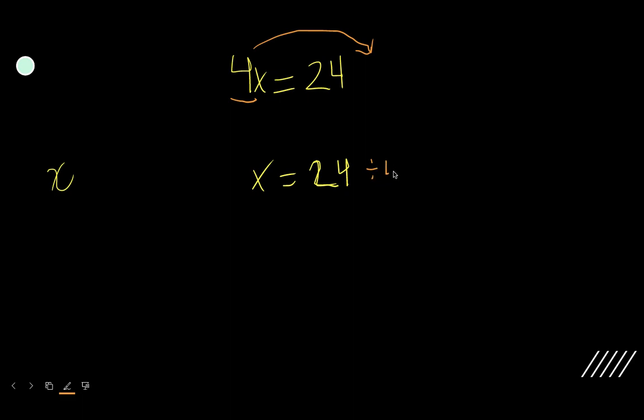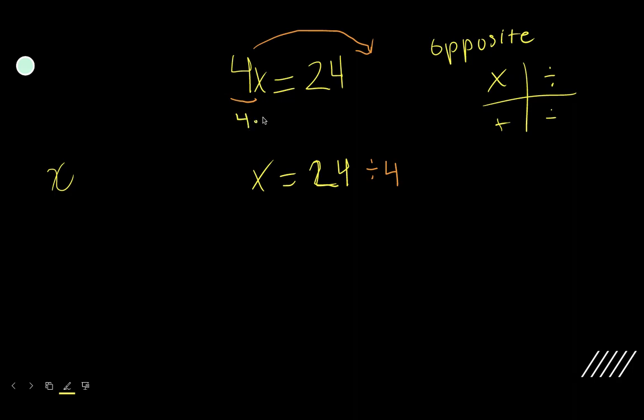Now, how do we know that we're dividing? Whenever we flip the sign, we're always going to switch the sign to the opposite. So if we were doing multiplication, the opposite of that's division. If we were doing addition, the opposite would be subtraction. Here, we can assume that it's multiplication.